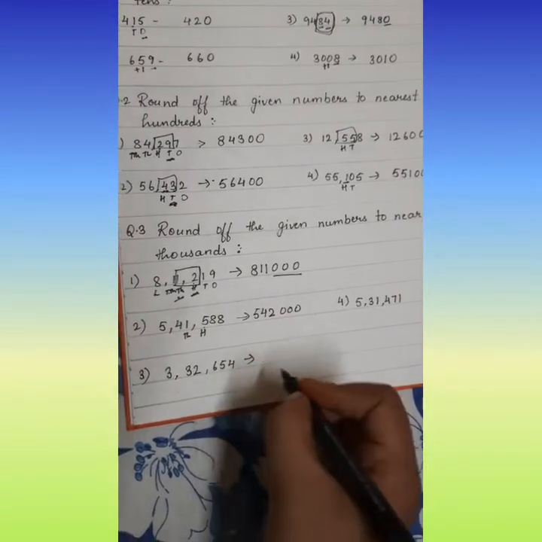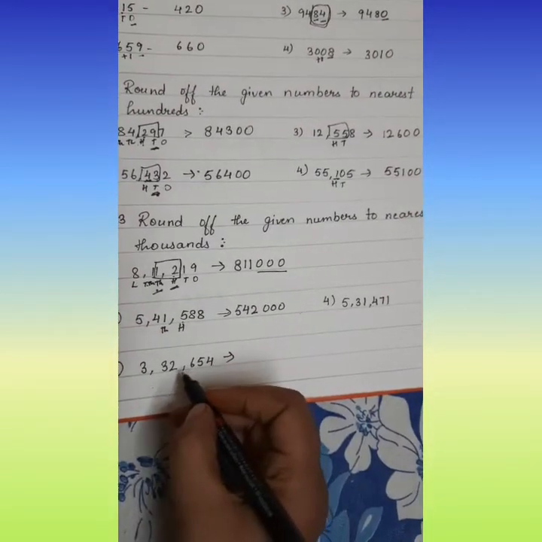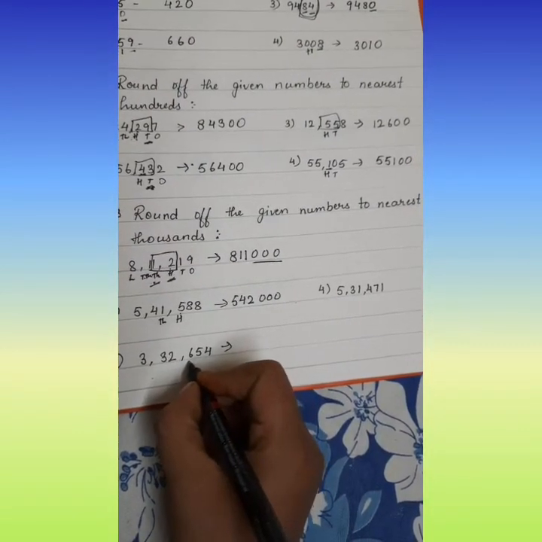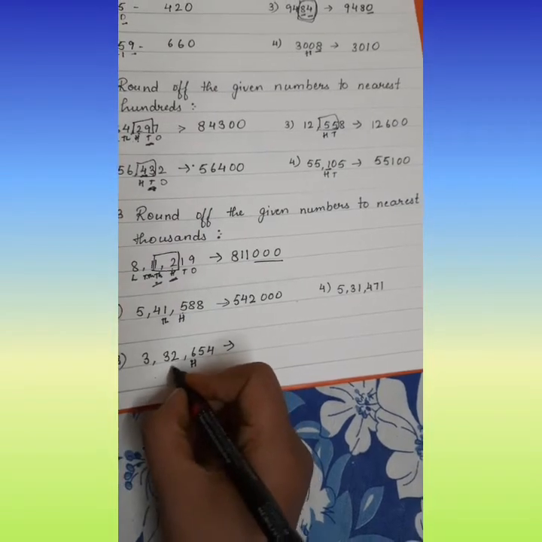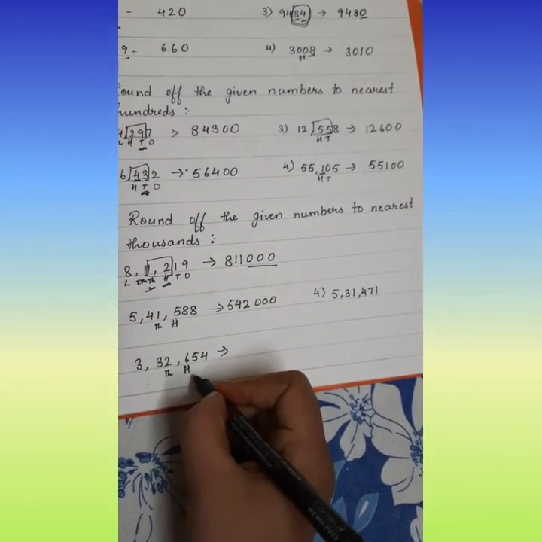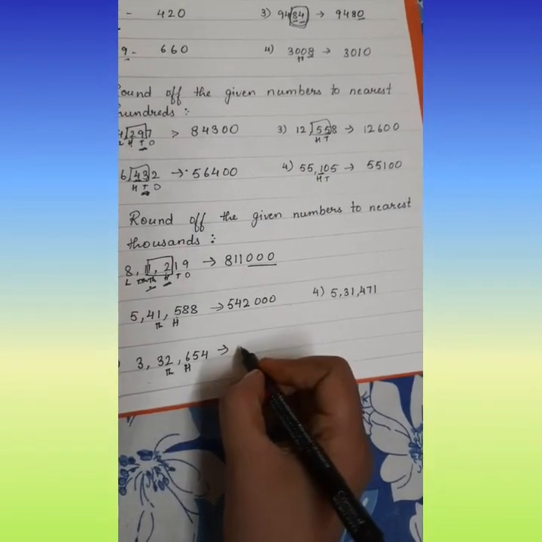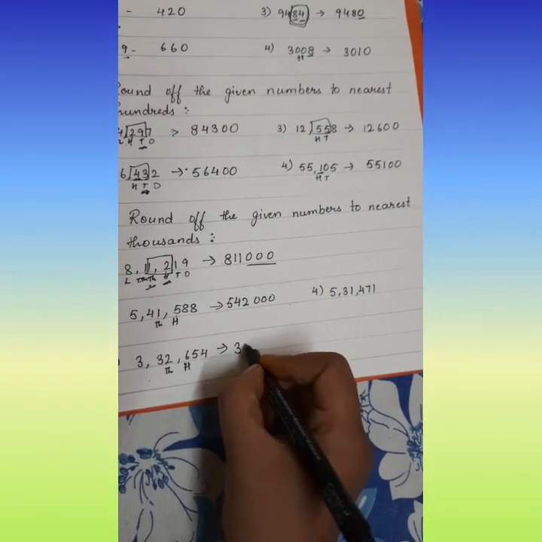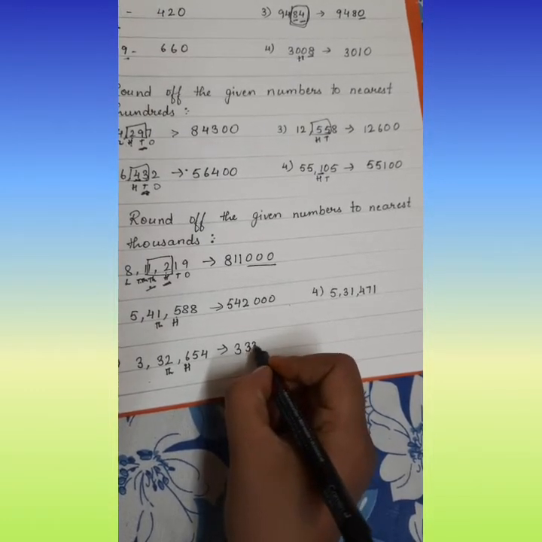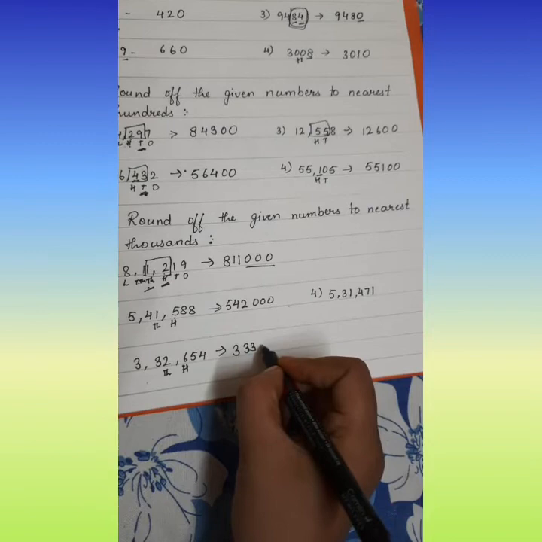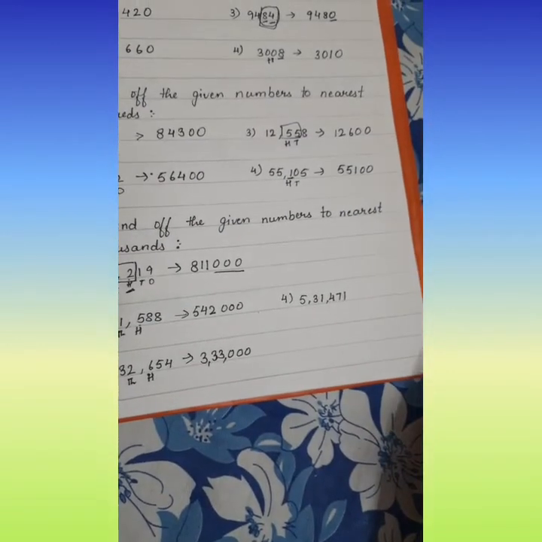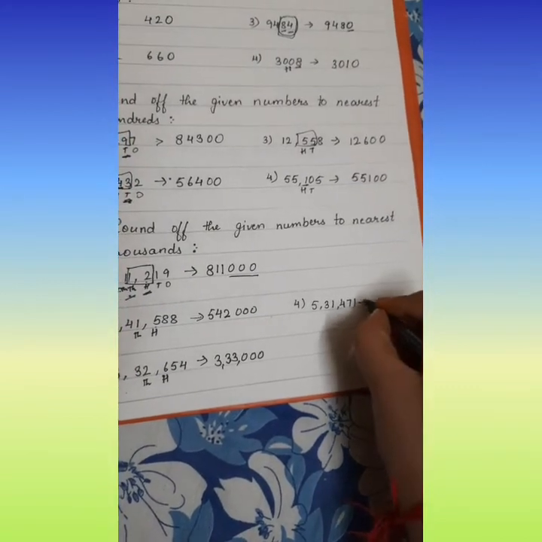One more, 3,32,654. At 100 position 6 is there, and this is 1000. 6 is more than 5, so this will be rounded up and this will become 3,33,000 only. Okay.